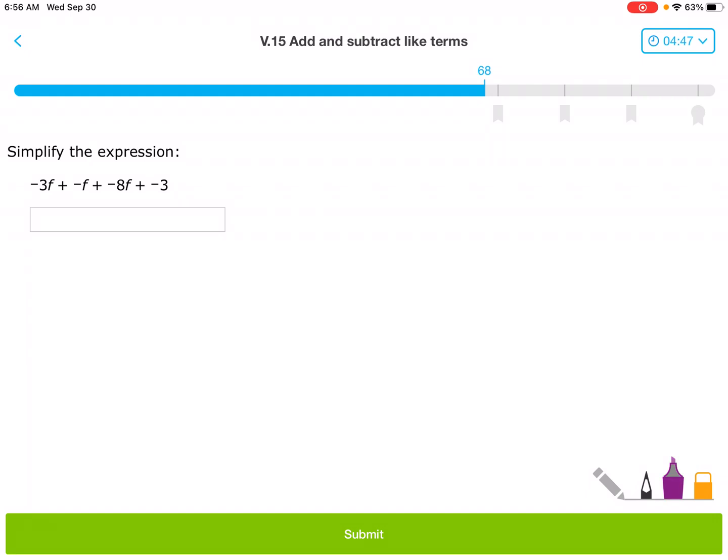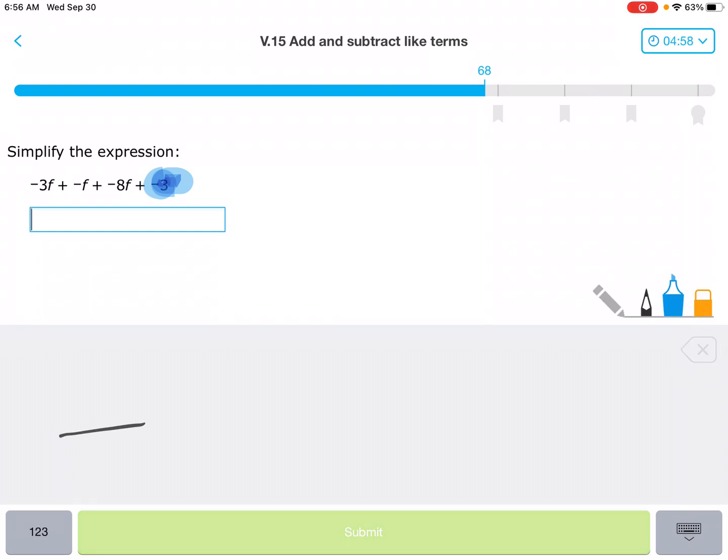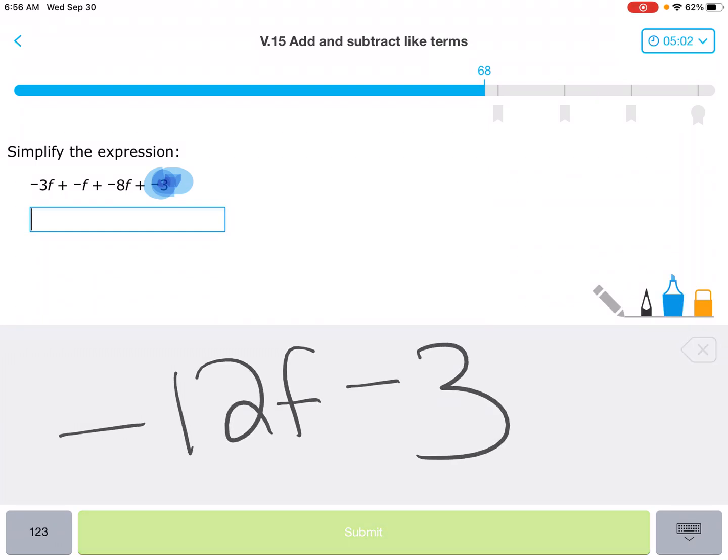All right, so these are not all the same. The only one that's different is this 3. So -3f plus -f is -4, and -4 plus -8 is -12f, and then I have -3.